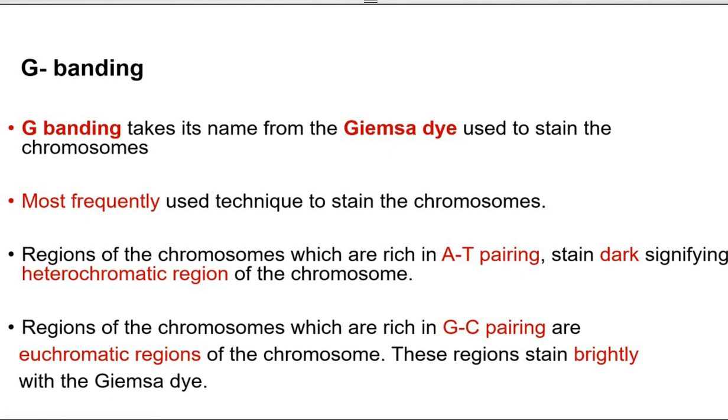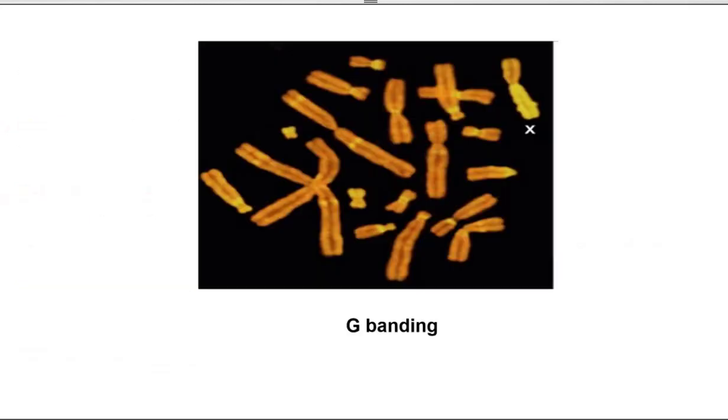Right? And this type of classification is most frequently used. So this is the example of G banding. Here you can see the brightly stained area, that is the euchromatic areas of the chromosomes, and this is the darkly stained area, the heterochromatic area of the chromosomes.